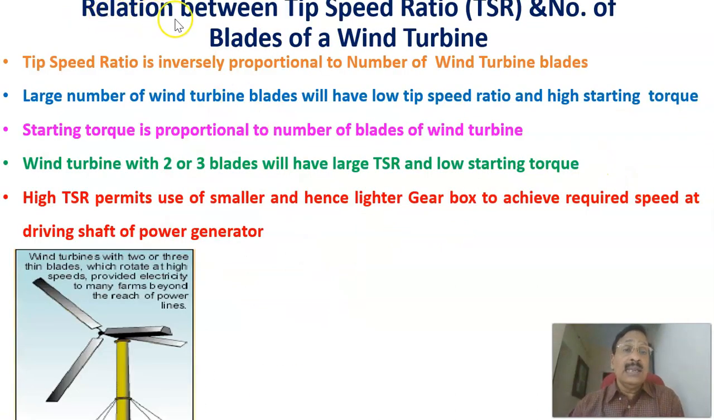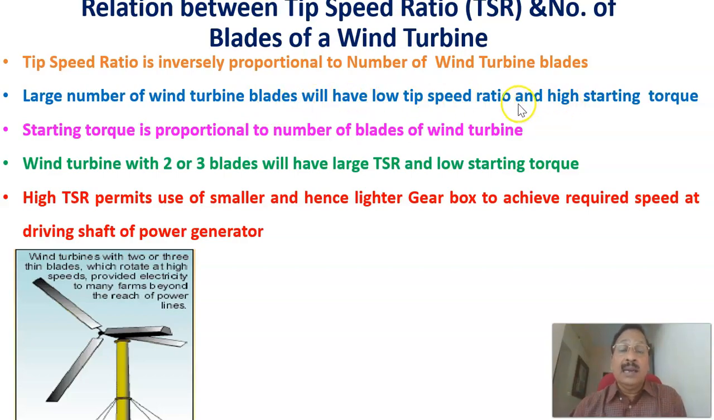Now let us see the relationship between tip speed ratio TSR and the number of blades of the wind turbine. The tip speed ratio is inversely proportional to the number of blades. A large number of blades will have a low tip speed ratio. TSR will be less if the number of blades is more.